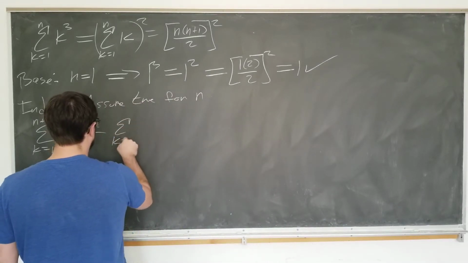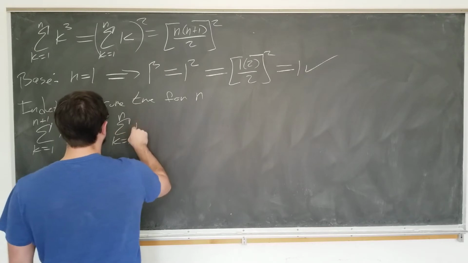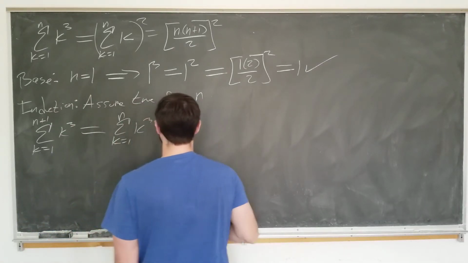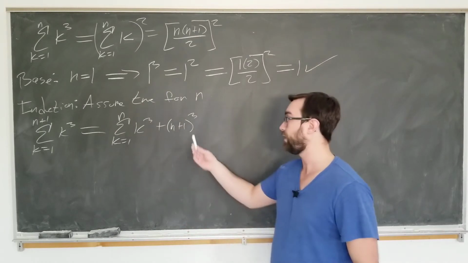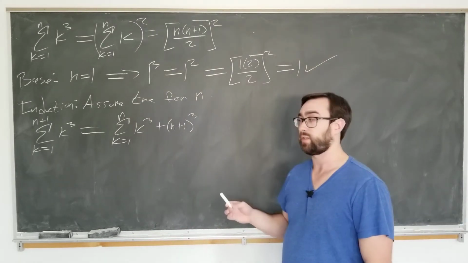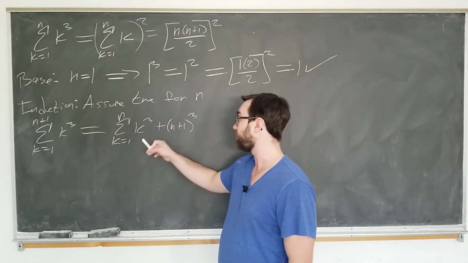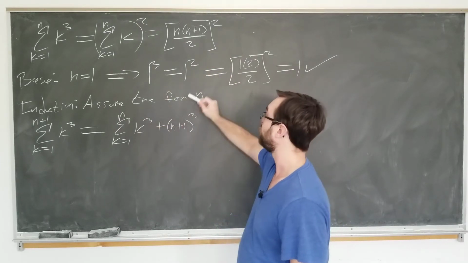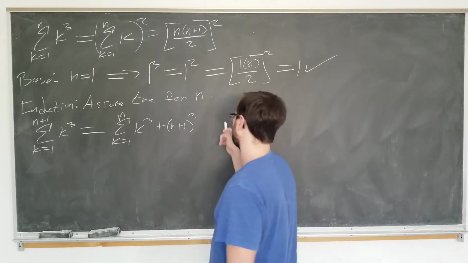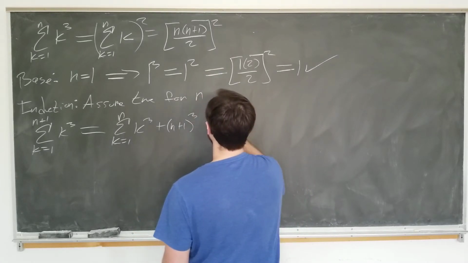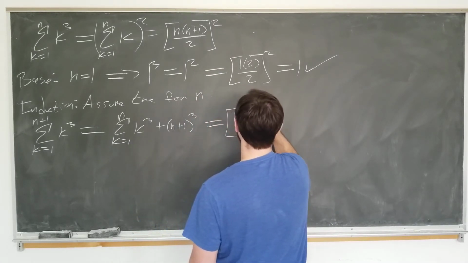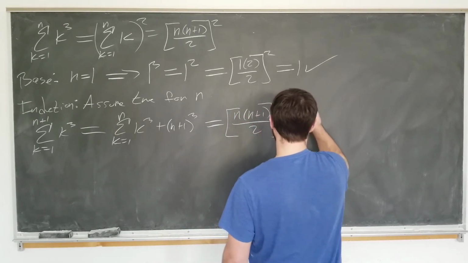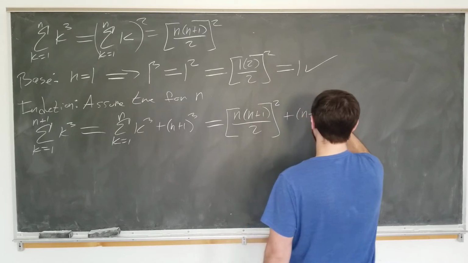It becomes a sum from k equals 1 to n of k cubed plus n plus 1 cubed. Okay. And now we are in a perfect position to apply our induction hypothesis that this relation holds true for n. So we can just substitute this in, see where we go from there. This is n plus 1 over 2 squared plus n plus 1 cubed.